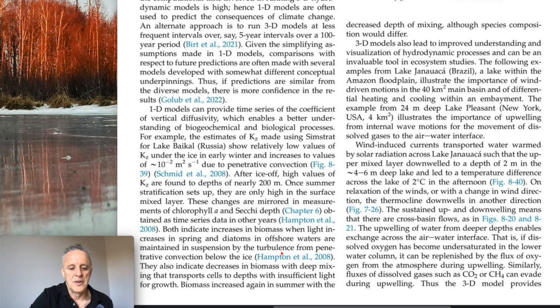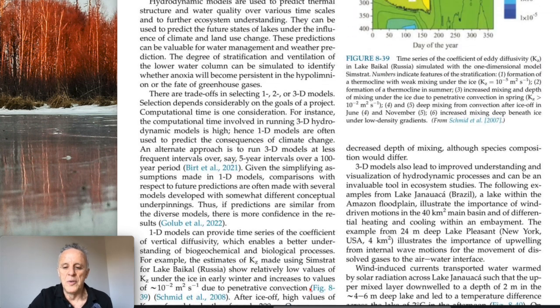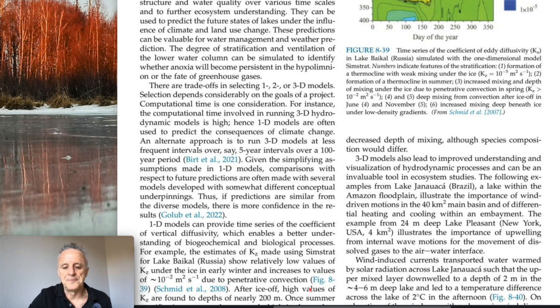These changes are mirrored in measurements of chlorophyll a and Secchi depth obtained as time series data in other years. Both indicate increases in biomass when light increases in spring, and diatoms in offshore waters are maintained in suspension by the turbulence from penetrative convection below the ice. They also indicate decreases in biomass with deep mixing that transports cells to depth with insufficient light for growth. Biomass increased again in summer with a decreased depth of mixing, although species composition would differ.